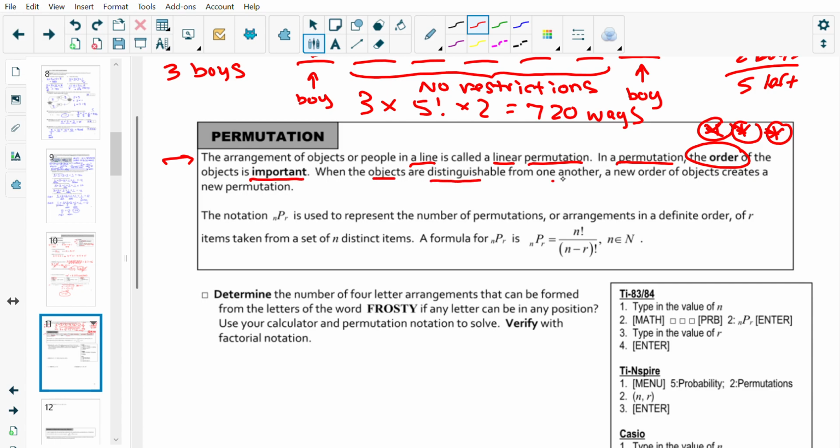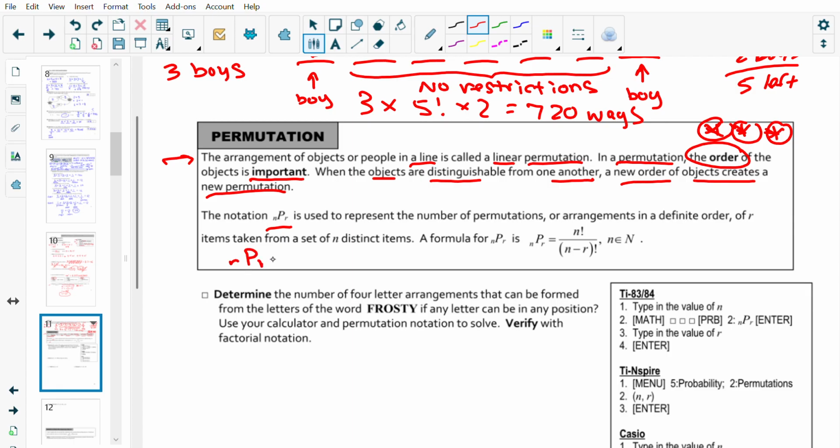When the objects are distinguishable from one another, like a boy or a girl, or an ace of spades or a king, a new order of objects creates a new permutation. Here's the notation. It looks like you're saying NPR. It is used to represent the number of permutations or arrangements in a definite order.